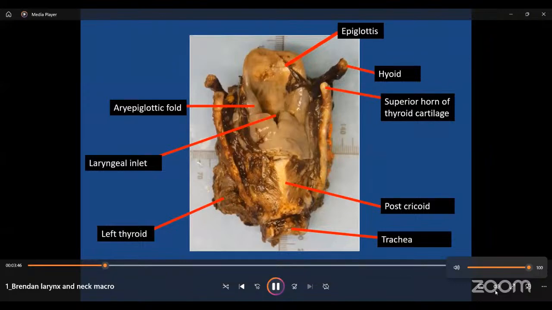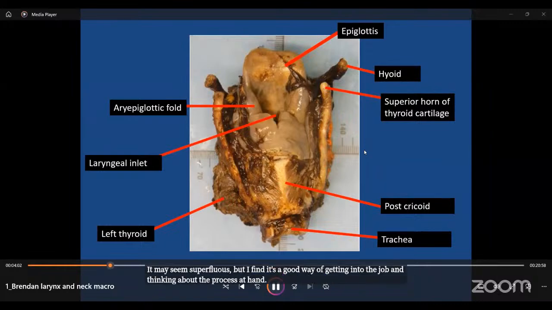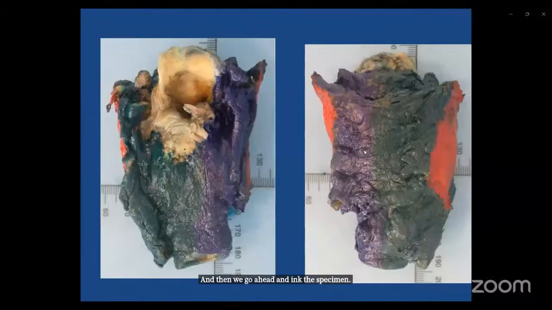Looking at the posterior aspect of the specimen, I like to dictate all of the labelled structures if present. It may seem superfluous, but I find it's a good way of getting into the job and thinking about the process at hand. And then we go ahead and ink the specimen. The specimen has been inked right, blue, green, left, and red where the neck dissections have been removed. So when we see red on our slides, we know that this is not a genuine radial margin.